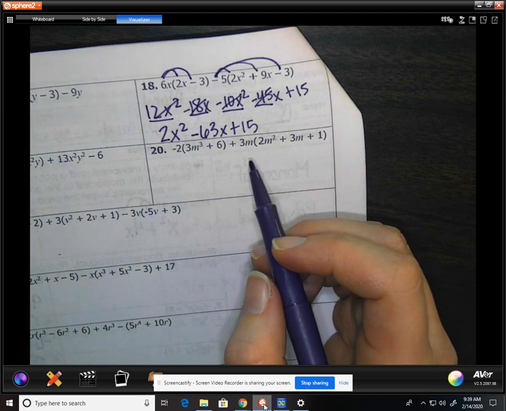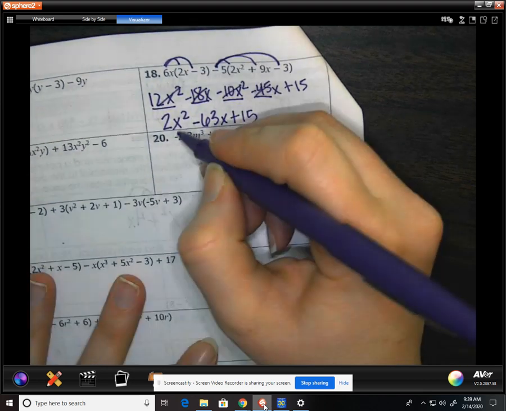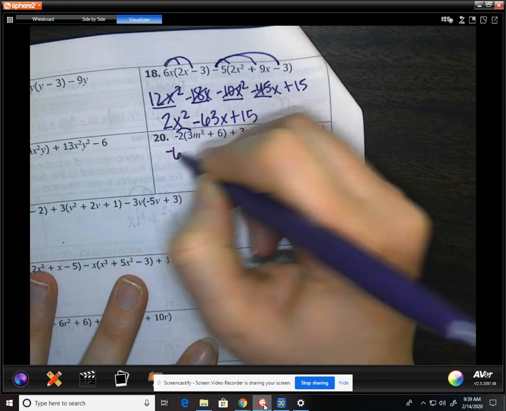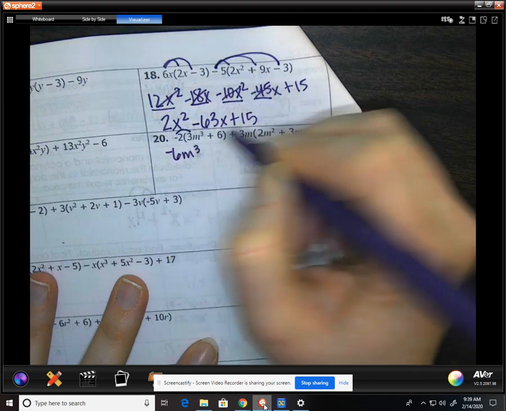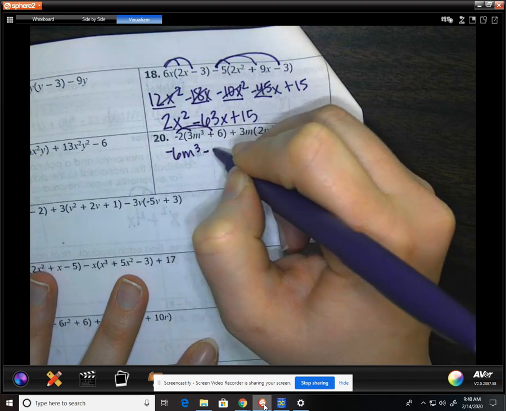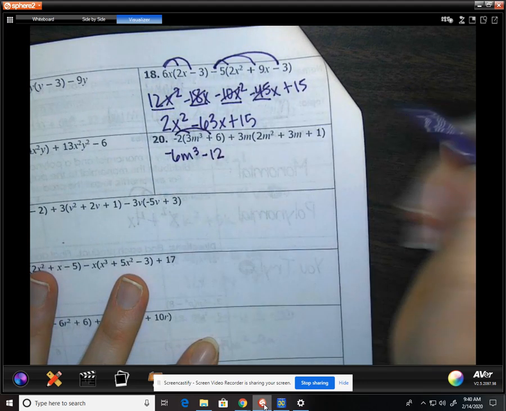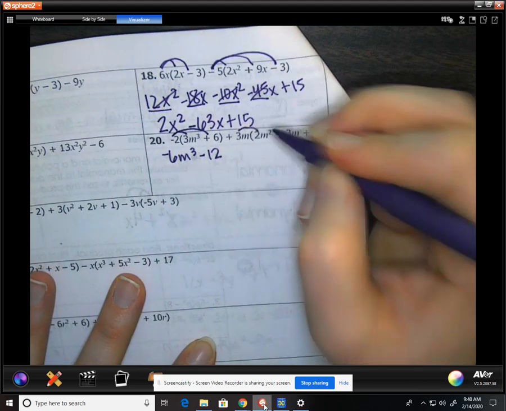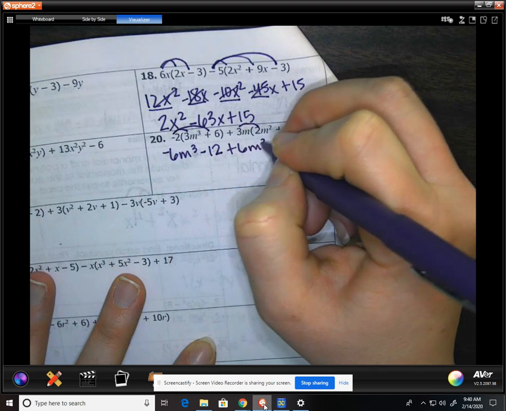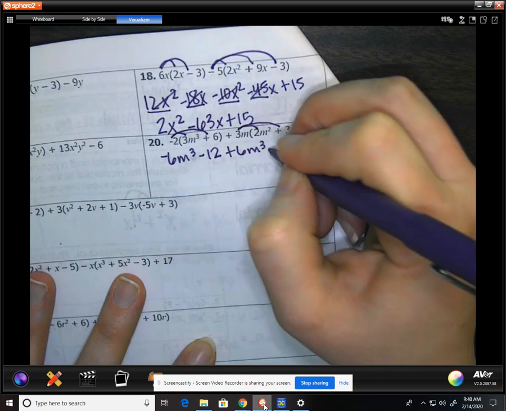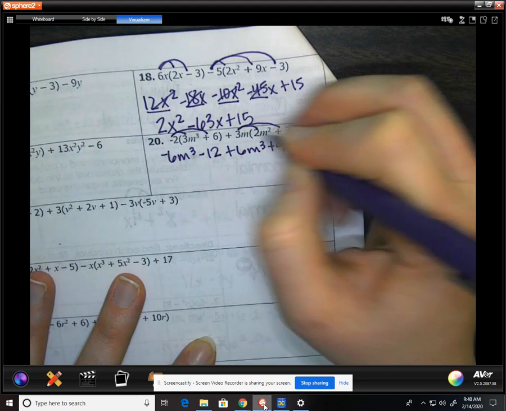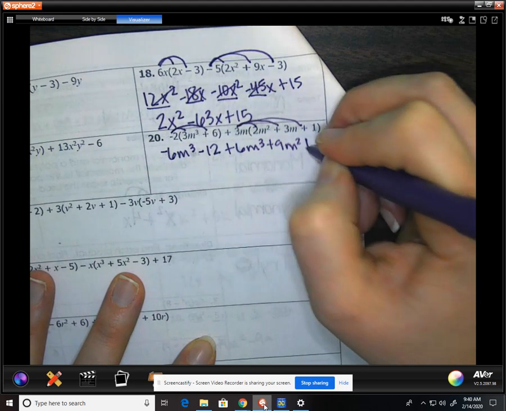Okay, for number 20, I'm going to take negative 2 and multiply it by 3, and that gives me negative 6, and I have to keep the m to the third. And then I take negative 2 and I multiply it by 6, and that gives me negative 12. Then I multiply over here. I have 3 times 2m, and that gives me 6, and I have to add my m's, so that gives me m to the third. And then 3 times 3, which gives me 9. And I add my m's, which gives me m squared. And then I do 3 times 1, which gives me a 3, and I just keep my m.